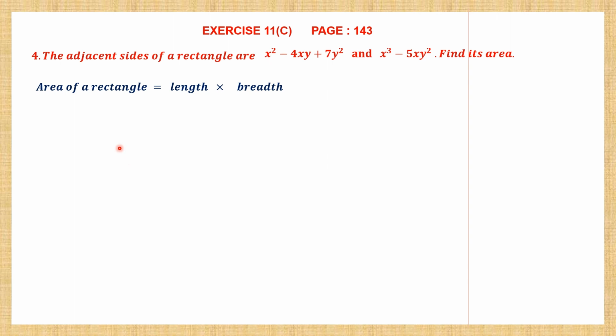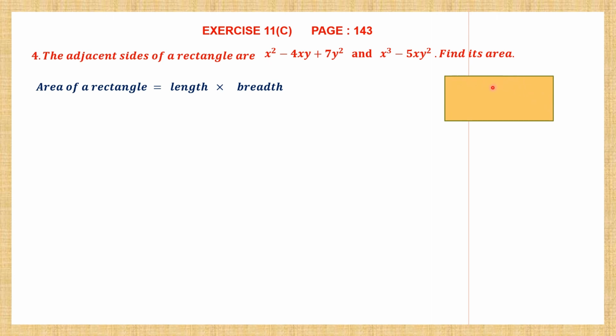Now, the formula to find the area of a rectangle is length into breadth, but here we have not been told about length and breadth. So what are the adjacent sides of a rectangle? Now let me draw a rectangle here and show you. The adjacent sides are sides that are next to each other, this side and this side, or this side and this side, this side and this side. That means any side that is next to each other, not the opposite sides. These are the opposite sides, but here we are talking about adjacent sides that are next to each other.